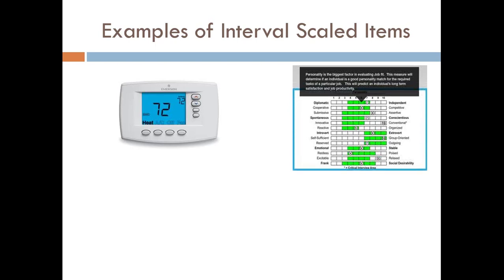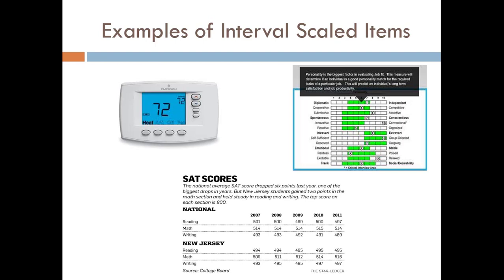For example, in terms of our interval scaled items, we have temperature, personality assessment values, and SAT scores. Now, each of these variables, folks, has equal intervals. For example, when we look at temperature, there are even degrees for each one, and there are an even set of points between SAT scores and personality scores. Keep in mind that these examples do not have an absolute zero. In other words, if we were to hit zero in temperature, it doesn't mean there's an absence of temperature.